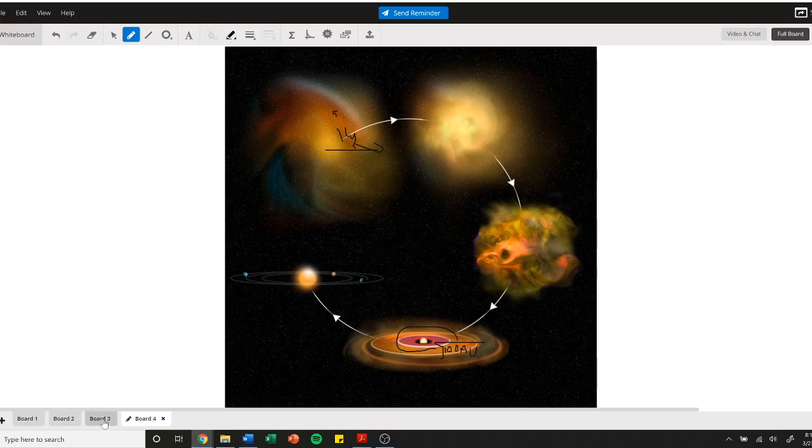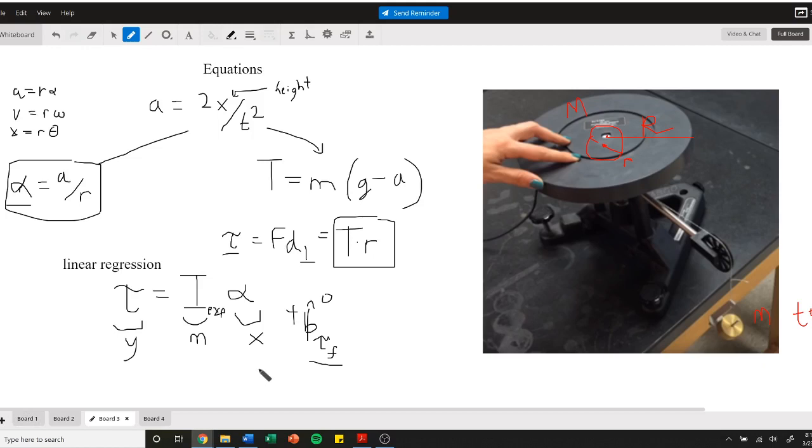That's it for moment of inertia. Let me know if you have any questions. It's going to be a lot of plugging and chugging this lab, but the post-lab questions are pretty interesting this time. So good luck.